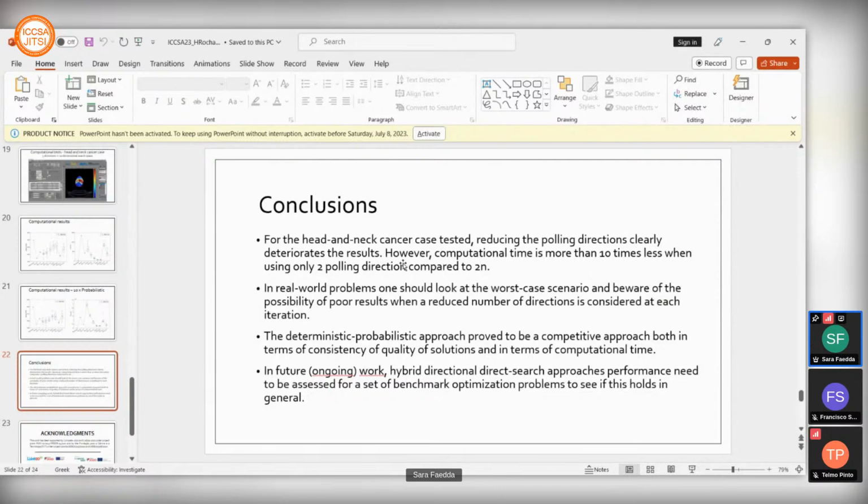In future work, and I say ongoing, actually it's stopped, but in future work, we will try to test this on a set of benchmark optimization problems to see if this holds in general or only for this particular problem.